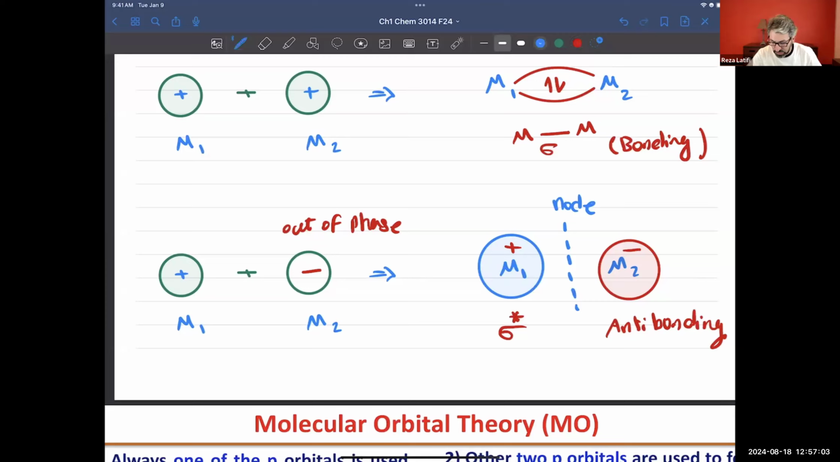And what did I use? I used S plus S. All the top was sigma, and it is S plus S.